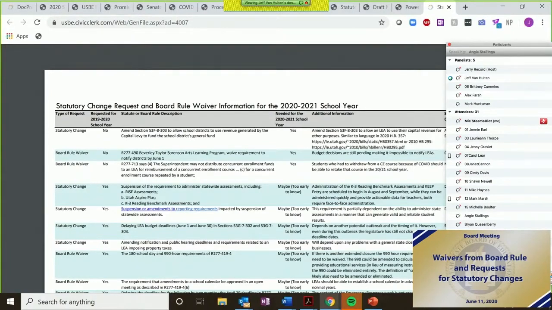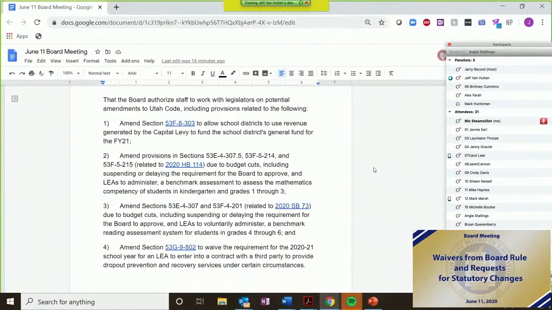And then the last section of code that staff recommends we reach out to the legislature about, and I apologize, it's not on either of these two tables, but Jeff, if you'll now open up that draft 2, the draft motion related to requests for statutory changes. The last one on that list is a recommendation to waive the requirement in section 53G-9-802. It requires LEAs to enter into a contract with third-party providers to provide dropout prevention and recovery services under certain circumstances.